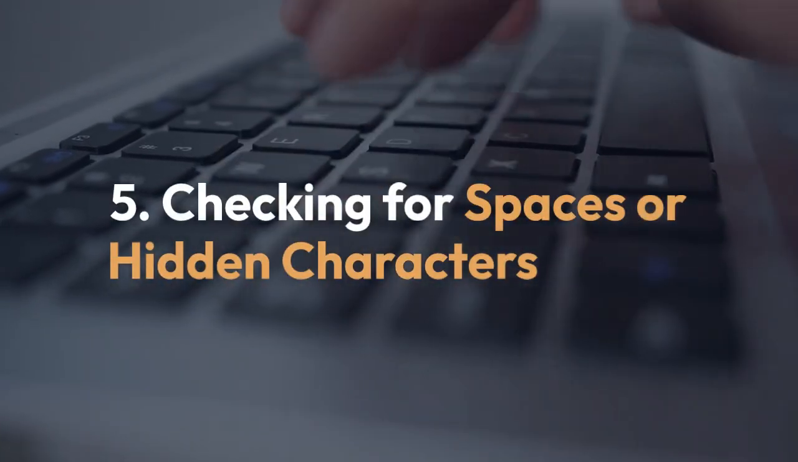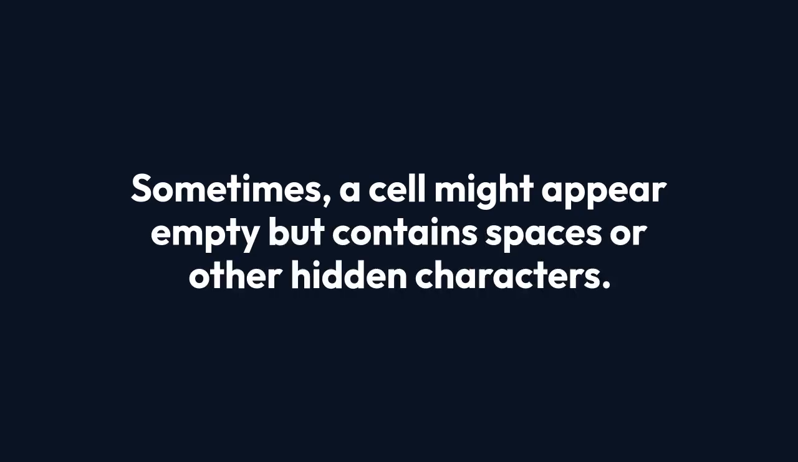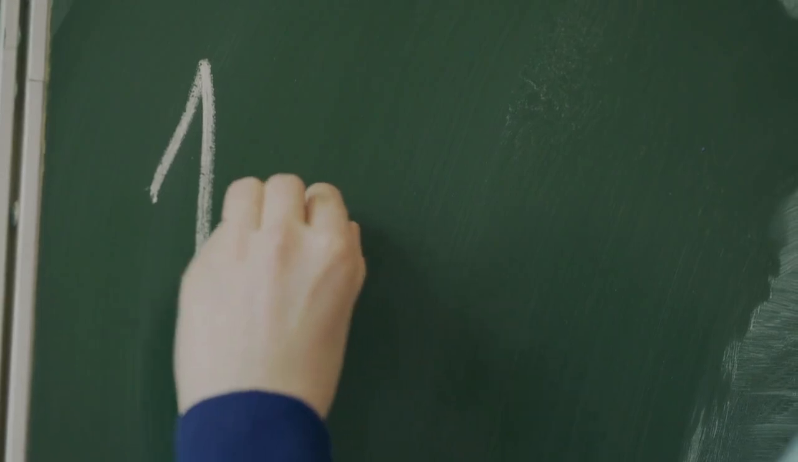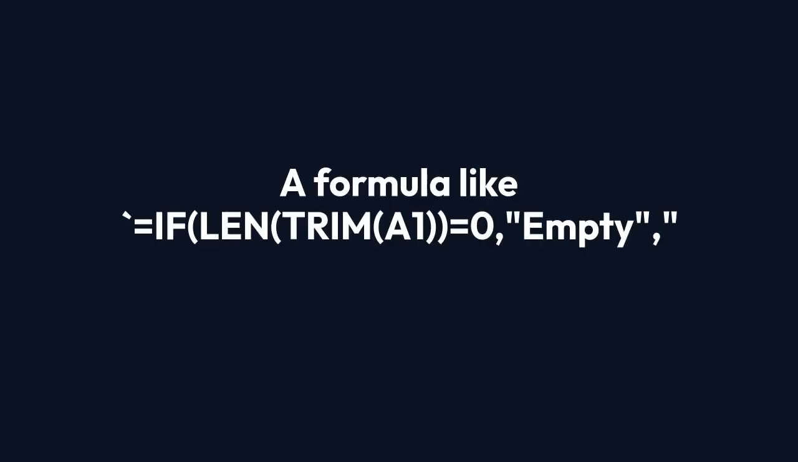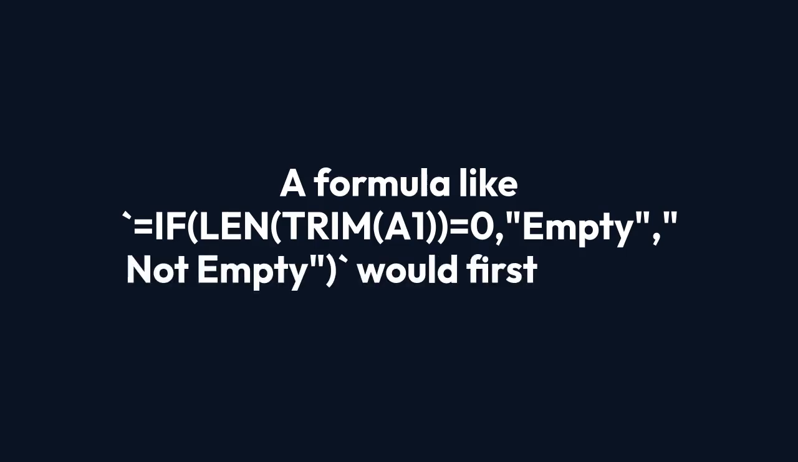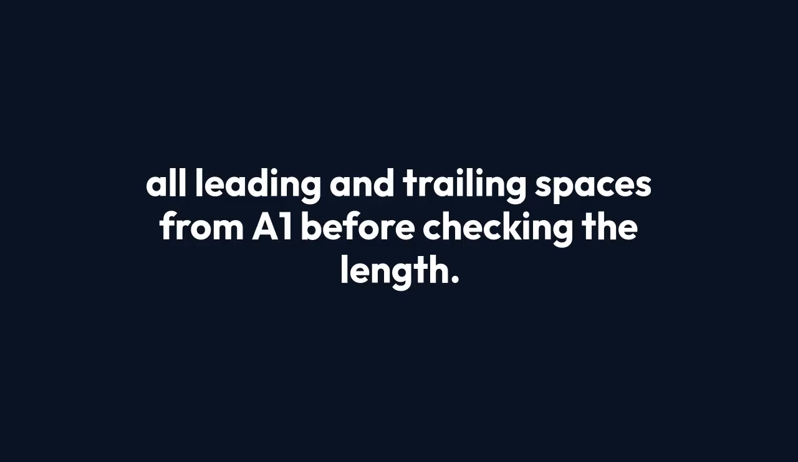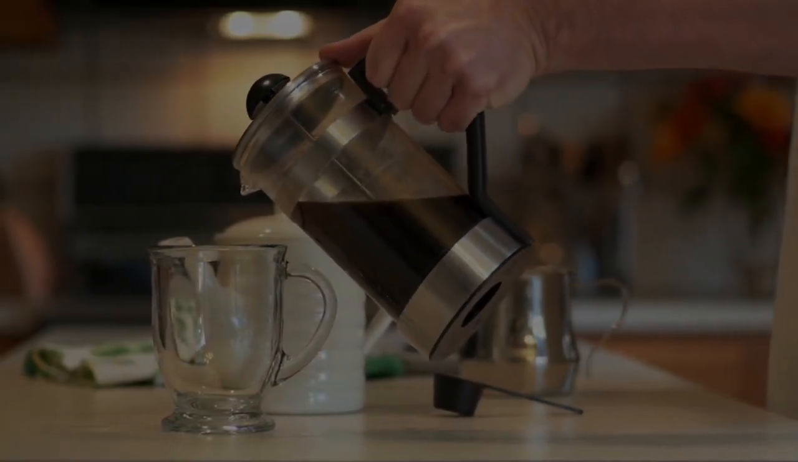5. Checking for spaces or hidden characters. Sometimes a cell might appear empty but contains spaces or other hidden characters. To account for this, use the TRIM function to remove leading and trailing spaces before checking the length. A formula like =IF(LEN(TRIM(A1))=0,"Empty","Not Empty") would first remove all leading and trailing spaces from A1 before checking the length. This ensures that cells with only spaces are correctly identified as empty.